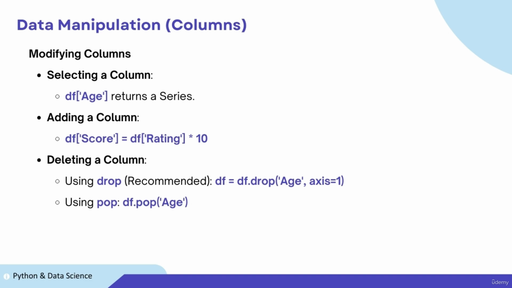To delete a column, the recommended method is drop. We write df = df.drop('age', axis=1). Note that axis equals 1 specifically refers to columns.